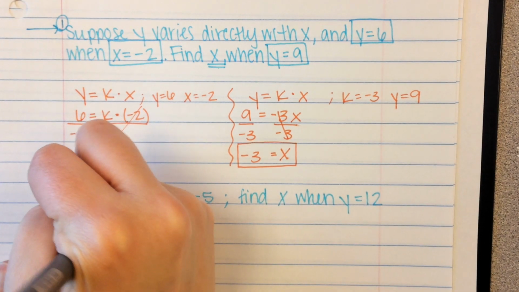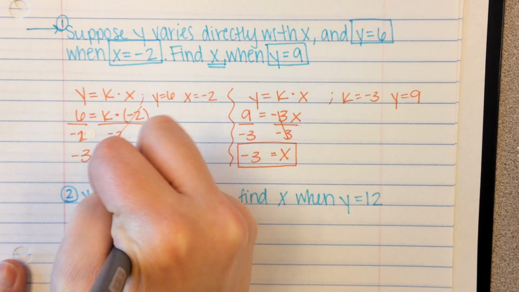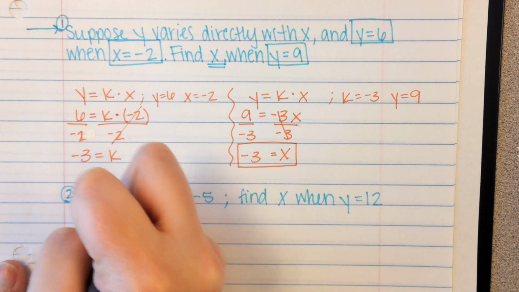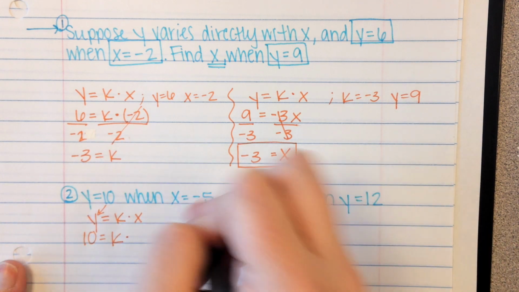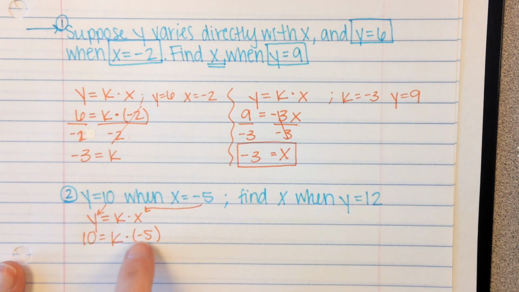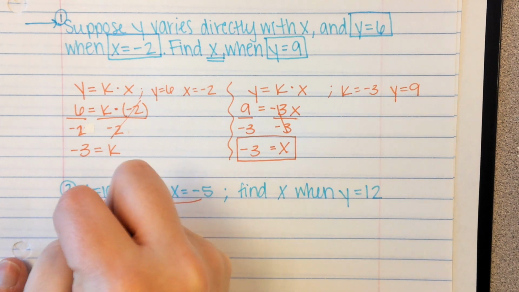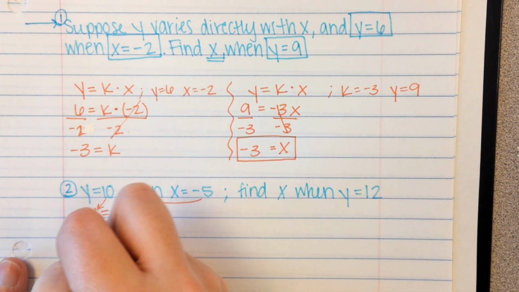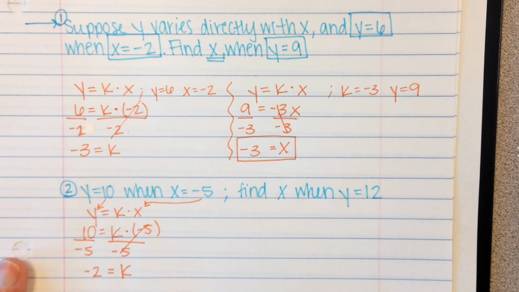So I'm going to use y equals k times x. I know y is 10. I don't know what k is, but I know that x is negative 5. How do I undo that multiplication? By dividing. And we have k equals negative 2.